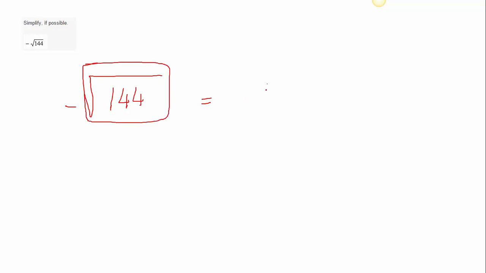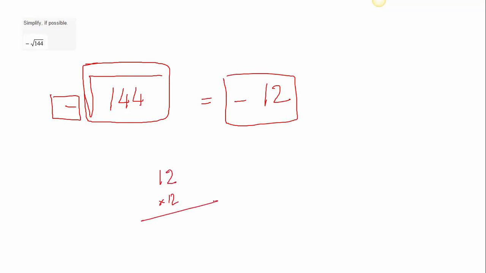Simplify if possible. What's the number you multiply by itself to give you 144? That's going to be 12. But so all this is 12. So we have to save the minus sign. So the answer is negative 12. Remember that 12 times 12 is 144. Right? So now the square root of 144 is 12, but then we have a negative sign, so we got to save the negative sign in the final answer.